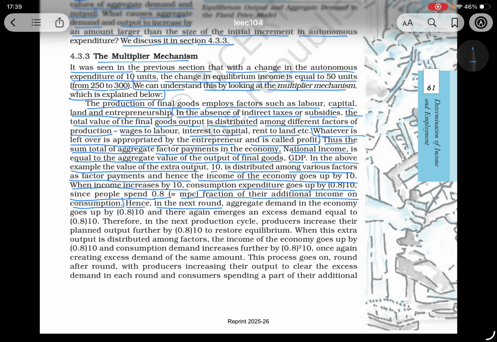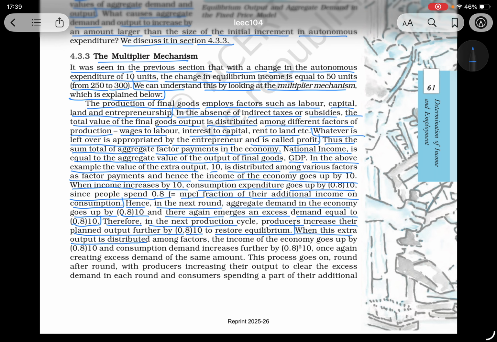Hence, in the next round, aggregate demand in the economy goes up by 0.8 × 10, and there again emerges an excess demand equal to 0.8 × 10. Therefore, in the next production cycle, producers increase their planned output further by 0.8 × 10 to restore equilibrium.